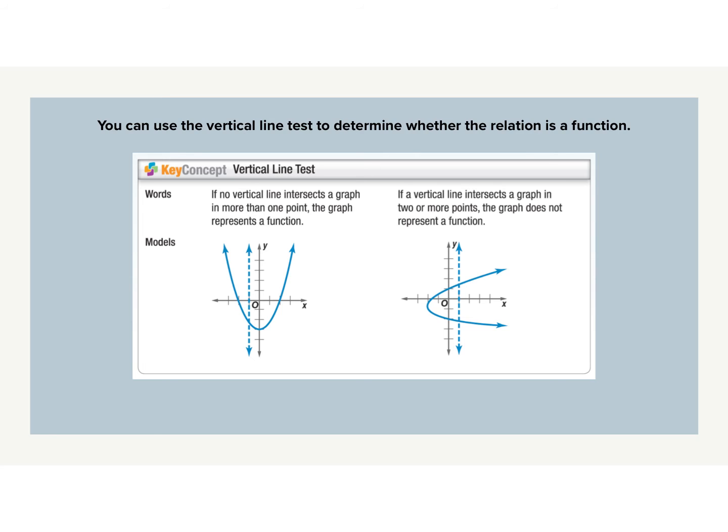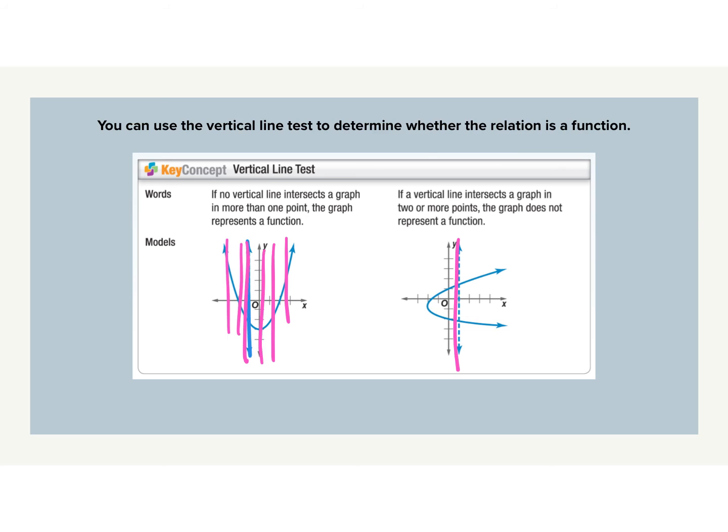All right, next it says you can use the vertical line test to determine whether the relation is a function. The vertical line test is you just take your pencil, any vertical line, put it over your graph. If it touches at 2 points, it fails the vertical line test and it's not a function. So here, we would take a vertical line and it only touches the graph at 1 point at a time, anywhere you put that vertical line.